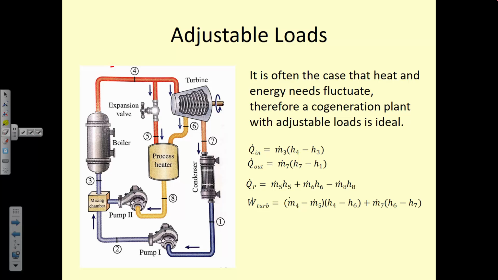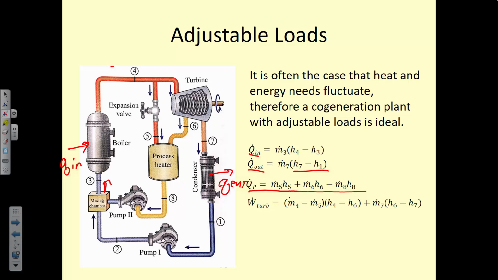So when we look at the energy analysis for something like an adjustable cogeneration plant, this Q dot in is going to be the heat in that comes from the boiler. So this is m dot 3 times (h4 minus h3). And the Q dot out is going to be m dot 7 times (h7 minus h1). So we're calling this Q out still, and this is Q in. But then we have a separate term for the process heater.